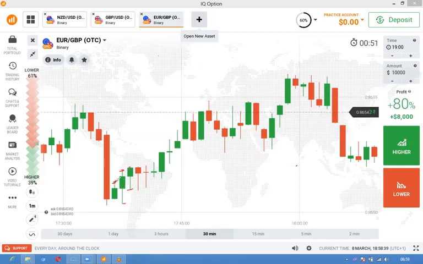But here we have the sellers' entry, 1, 2, 3. Here we have the buyers' entry, 1, 2. So here we have the possibility of going with the sellers because of these three reasons: the first reason, the second reason, and the third reason. We only have two possibilities to go with the buyers. That means I'll place a put option. I place a put option on the next candle.